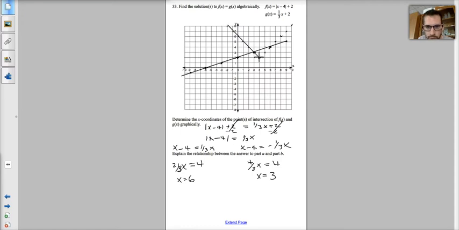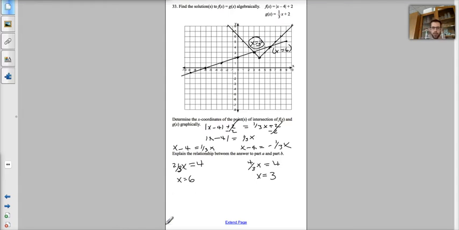And there we have it. And I can see my solutions are right there and right there. So to determine it graphically, I'll just state them right here. X equals 6 is right there. And here we have x equals 3 right here.